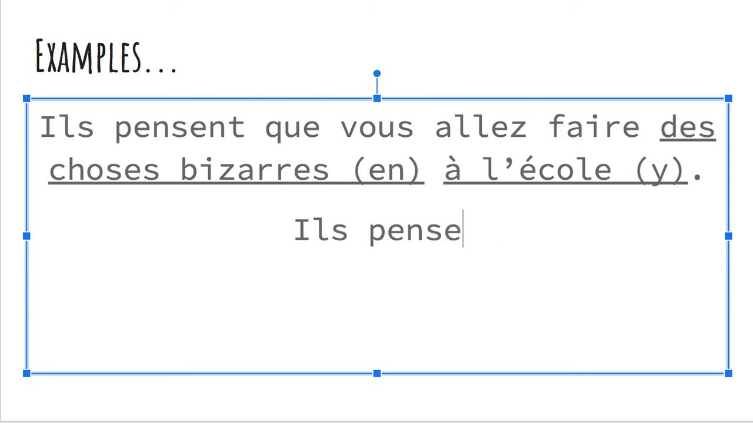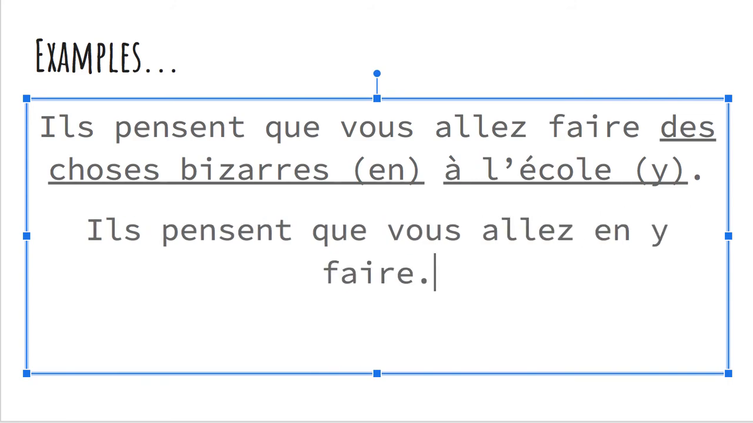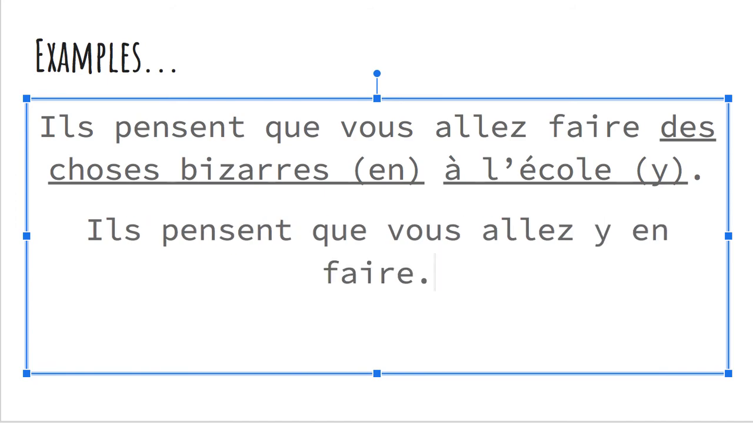So you're just going to copy the rest of this sentence down. Oh, look, and I even made a mistake there. Y en faire. So, il pense que vous allez y en faire. Okay? So that's basically what you're going to condense that sentence down to.